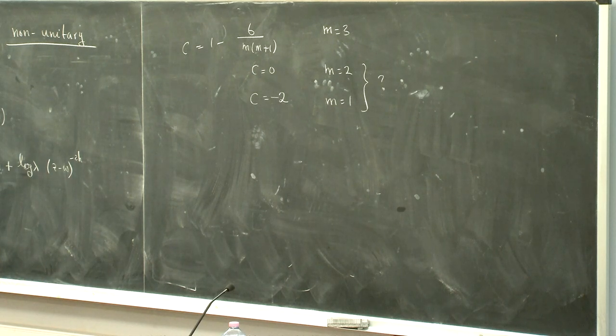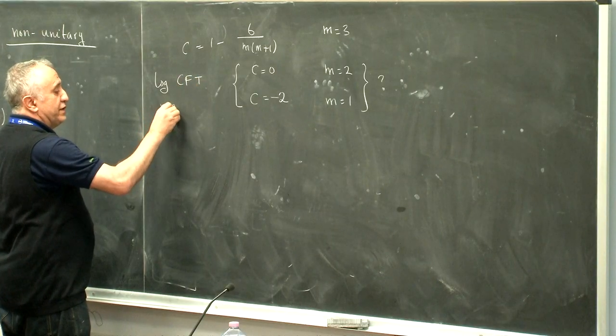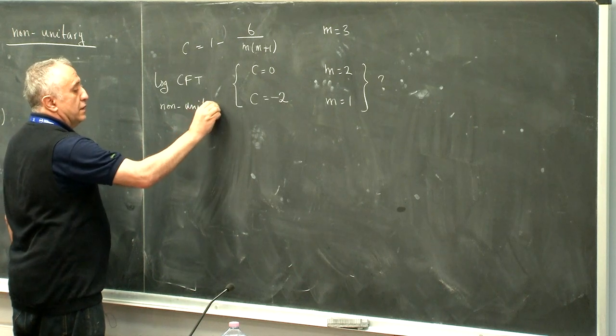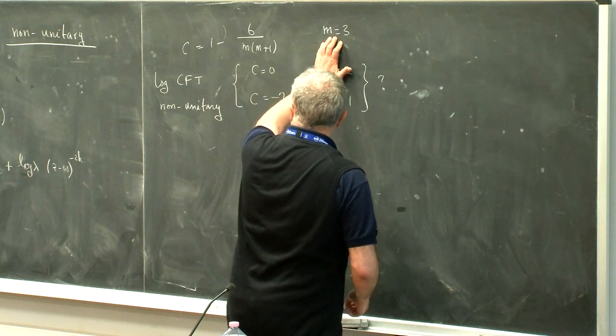So when the first CFT was developed in 1982, these theories were left aside. They said m doesn't take values 1 and 2 because these theories are non-unitary. But now we know that they exist, and these are logarithmic CFTs, but they are non-unitary. They were left out because unitarity implies that this m has to start at 3.